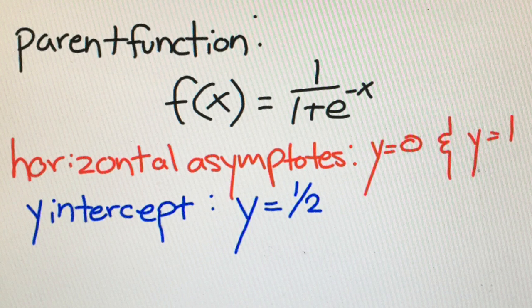The y-intercept for the parent function is y equals 1/2. To find the y-intercept for a logistic equation, substitute 0 for x and then solve the whole equation for y.